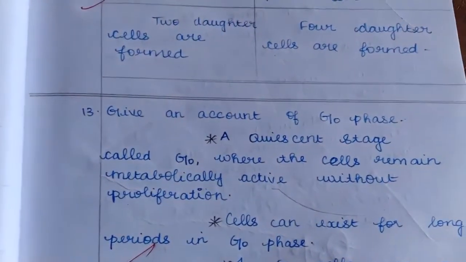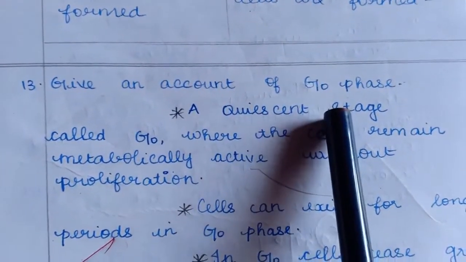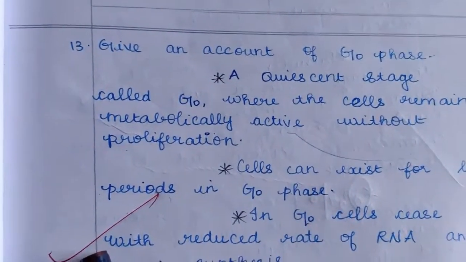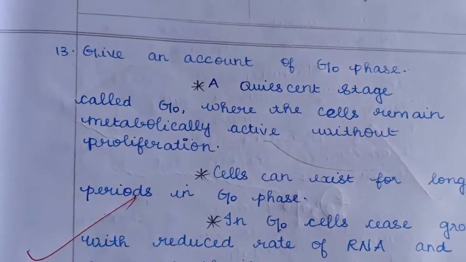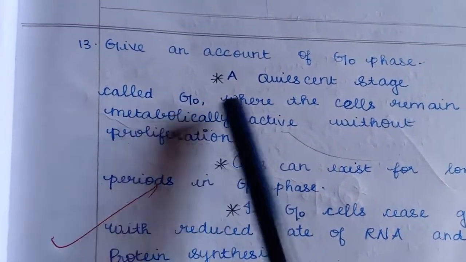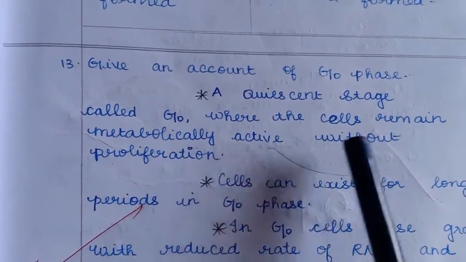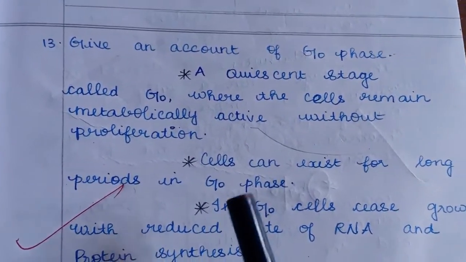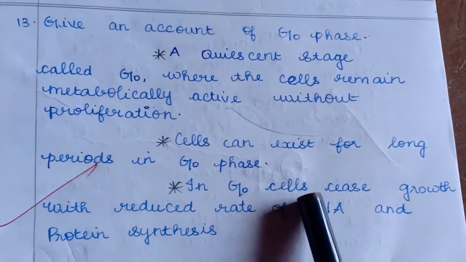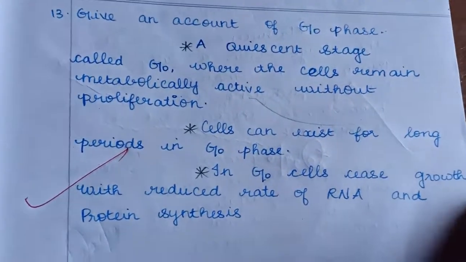Now, let's move to the 13th question. Give an account of G0 phase. This G0 phase comes under one of the stages in the cell cycle. A quiescent stage called G0. So, G0 is called the quiescent stage, where the cells remain metabolically active without proliferation. Cells can exist for a long period in G0 phase. In G0, cells cease growth with a reduced rate of RNA and protein synthesis.